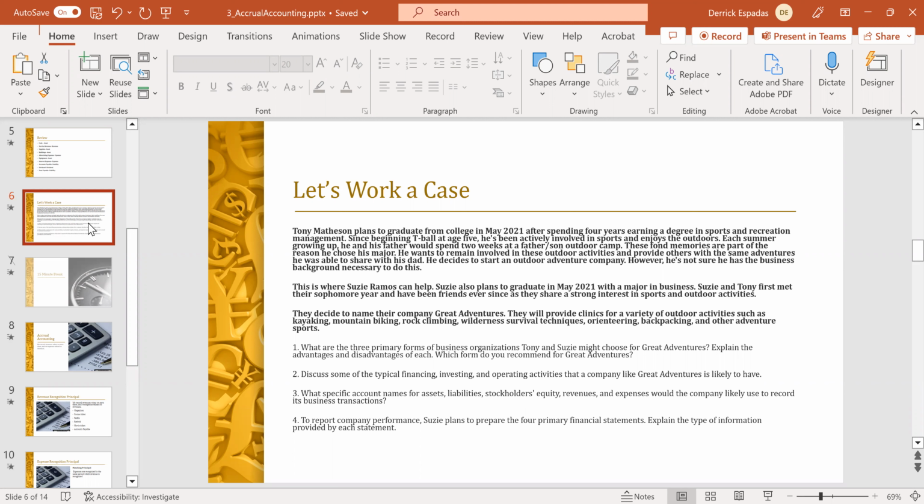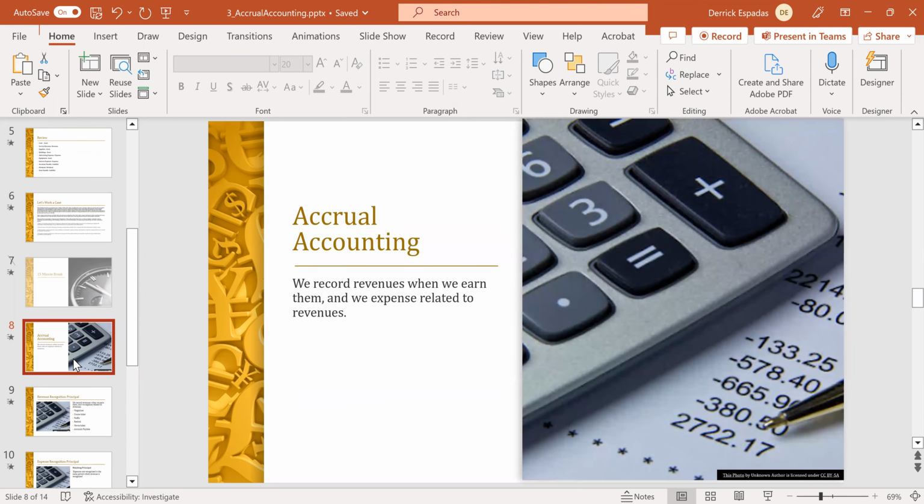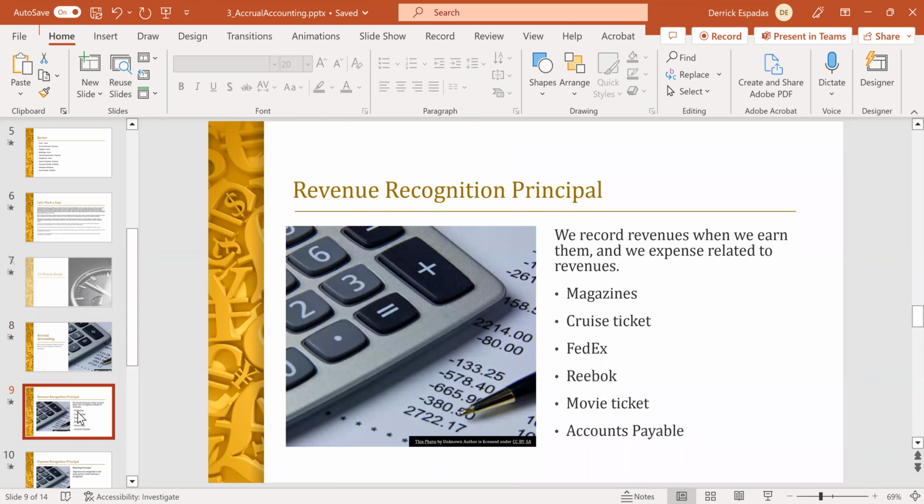And we'll talk about accrual information. Oh, look at that. What a segue. So in accrual accounting, we record revenues when we earn them, and we expense them related to the revenues. Okay, so what does that mean? And that's why what we're learning here is such a big thing. What we're learning is something called the revenue recognition principle. So we record revenues when we earn them, and we expense related to those revenues. So what does that mean?